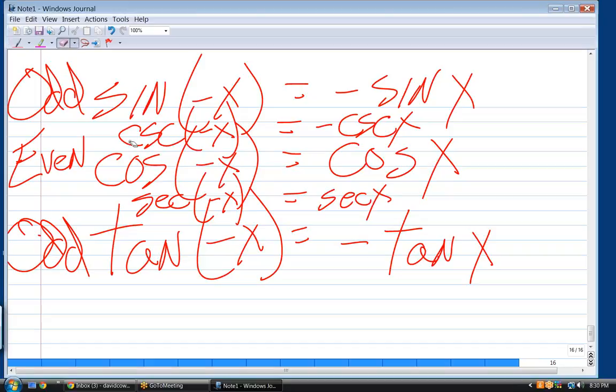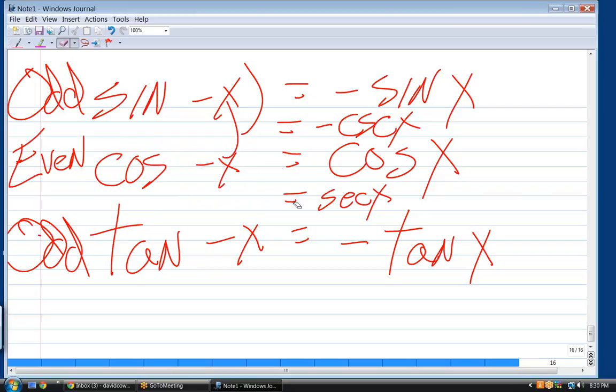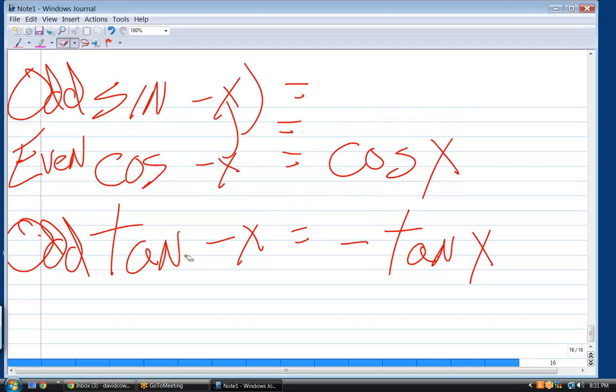So the only one you really have to memorize is the cosine. It's the only one that's strange. In other words, those follow, but the cosine of minus x being equal to the cosine of x, that's a little strange, but true.